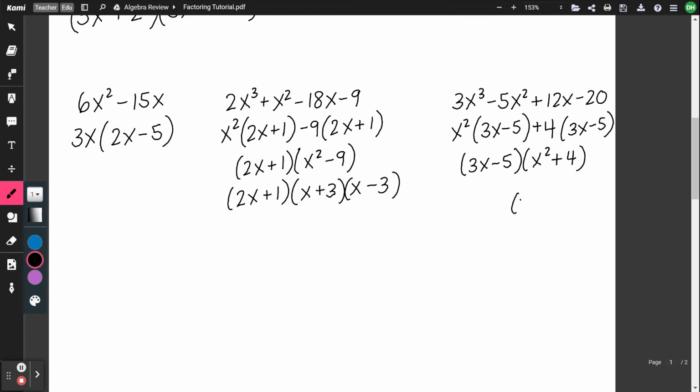Think about it. If I tried to do x plus 2 times x plus 2, sometimes I see students try to do that. That's not going to work because I would get positive 2x, and then I would get another positive 2x. So that would give me 4x in the middle. And there is no 4x. So there's no way to factor that further. There's no way to break it down.